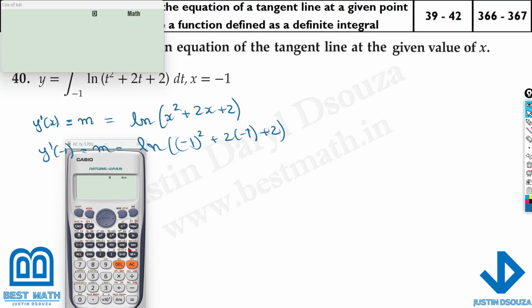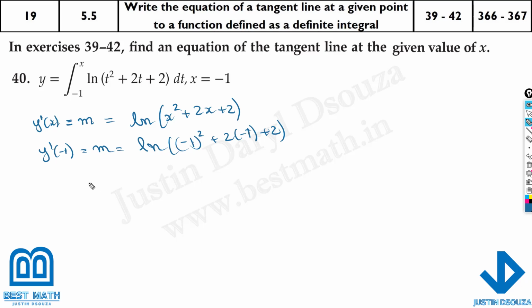Here you can see above, natural logarithm in the calculator is ln, this symbol. And then you can see it's -1. Open the bracket because -1 is there. If you just put -1 square without brackets, only 1 will be squared and -1 remains. So this is correct with the bracket, plus 2 times -1 plus 2. And the answer is 0. So here the slope is 0. M is equal to 0.